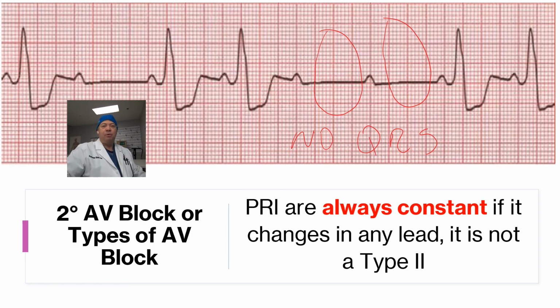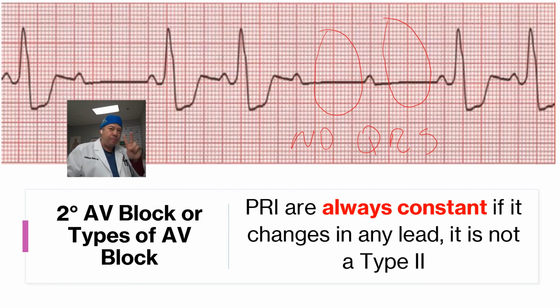Now, this is very simple. Remember, we're just going to look at the PR interval. But in this case, if the PR is always constant, we see a P wave, but it does not follow or precede a QRS complex, it is a type 2. The PR will always be constant, but the P wave will not be together with the QRS complex. It will be just by itself.